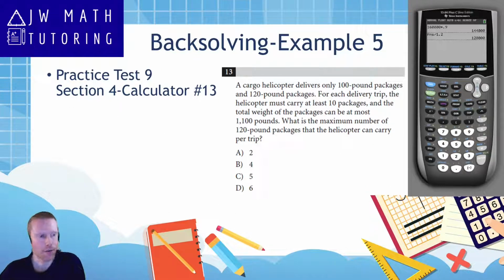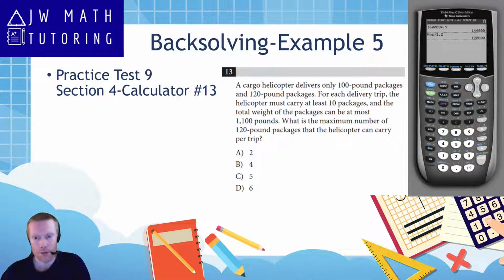The last example I'm going to take a look at is from practice test number 9. Again, this is a practice test the College Board has released. It's from section 4, the calculator section, and it's problem number 13. So here you have a problem, and this cargo helicopter is delivering two different types of packages, 100-pound and 120-pound packages. It has to carry at least 10 packages, but there's a weight restriction where it can only carry 1,100 total pounds at most. It says, what's the maximum number of 120-pound packages it can carry?